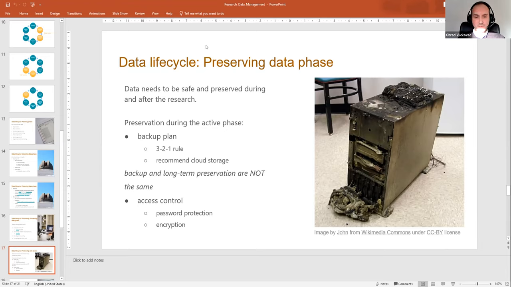It is advisable to have that stored on some cloud storage or some other data server that is very well protected. They should also keep in mind that backup and long-term preservation are not the same. Backup is just during the active phase of research. Also, explain to them access control. Some sensitive data should be password protected, as sometimes by legal requirements it needs to be protected with passwords, with encryption, and all kinds of mechanisms that should be used.